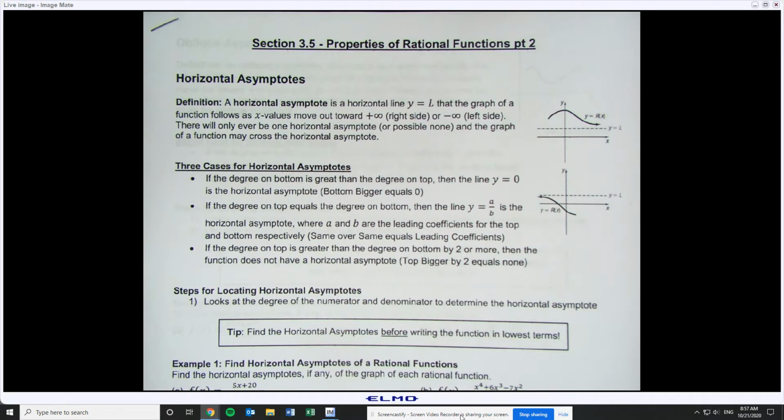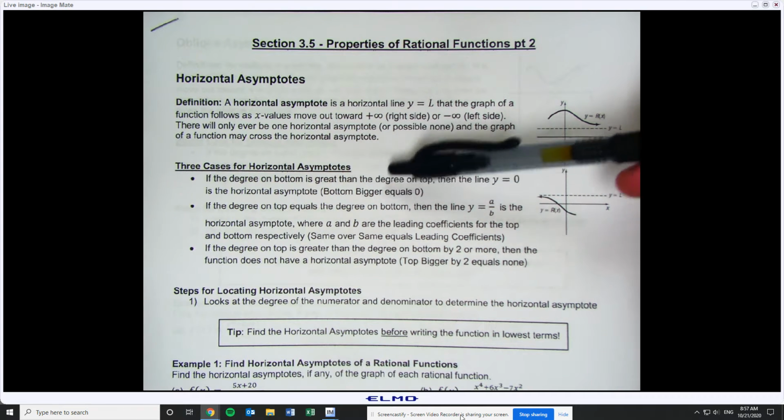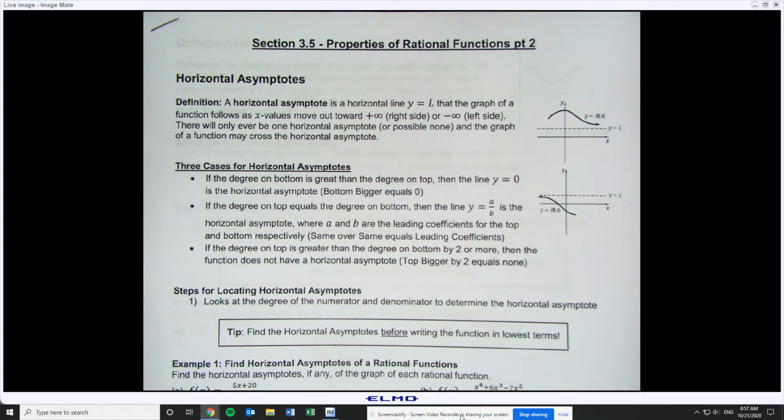Now, there are three different cases that we're going to see for horizontal asymptotes. And I know there's a lot of writing on here, but I kind of want to break it down in an easy way for you. The way you're going to figure out which of the three cases you're in is you're going to look at the degree of the denominator and the degree of the numerator. And as a reminder, the degree is the biggest exponent. So look at the biggest exponent on top and the biggest exponent on bottom.